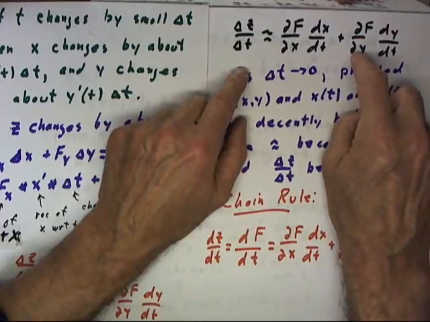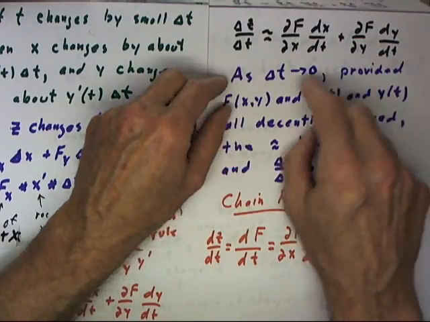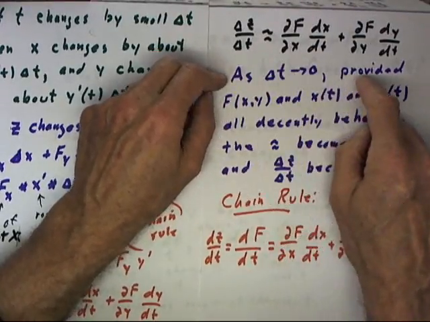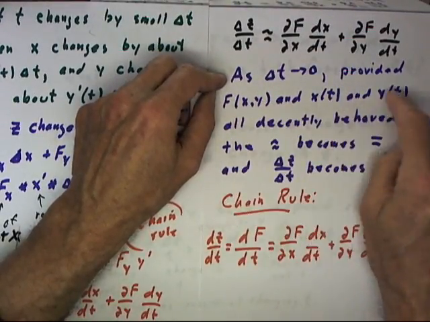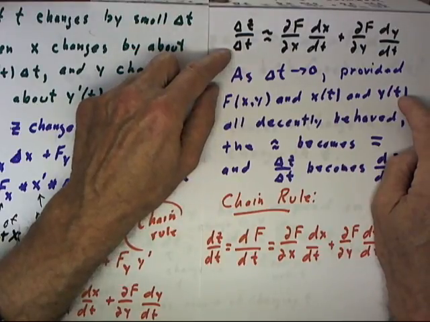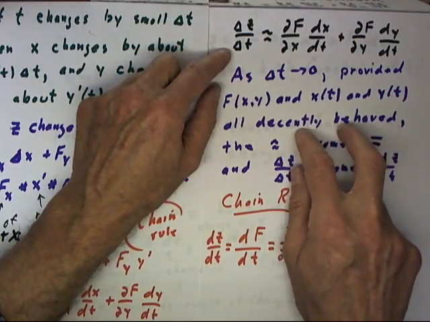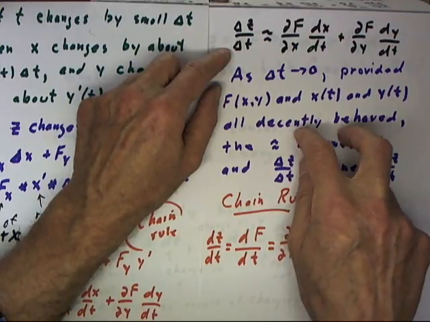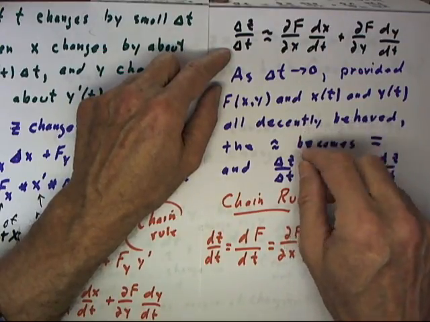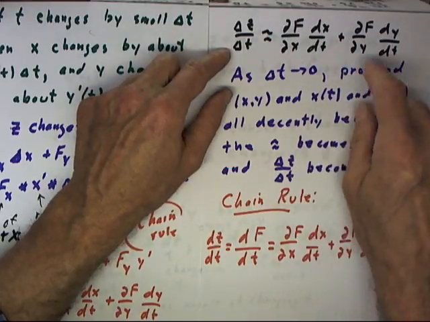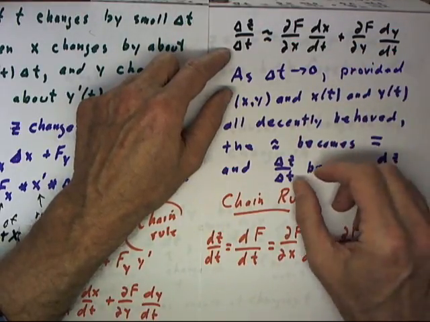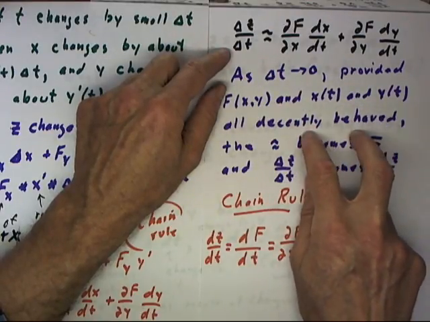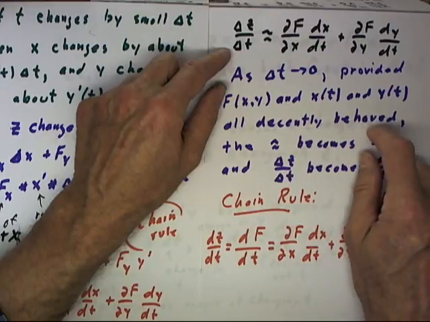So we rewrite that expression at the top of the page for reference. As delta t approaches 0, then provided the f, x, and y functions behave themselves decently. Now we'll have to define what decently behaved means. Basically this means that the functions are differentiable and defined and so forth. And of course if it's differentiable it's defined, but we'll worry about the rigorous meaning of decently behaved later.